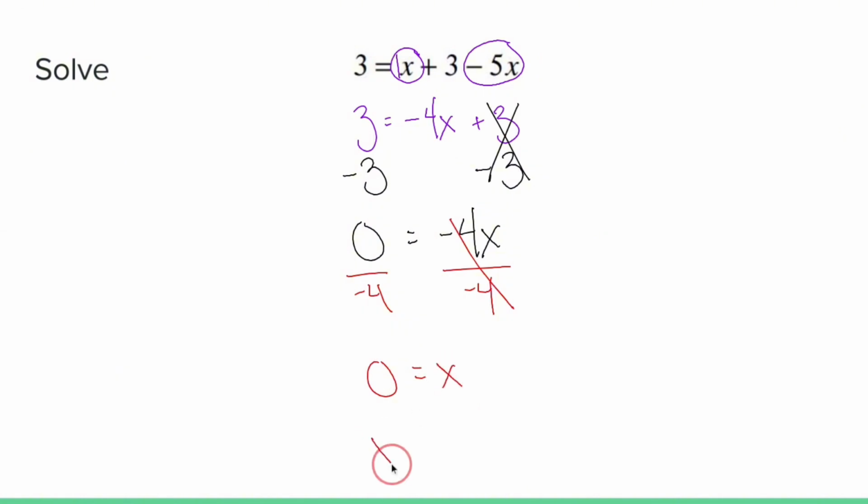So flip those around because I always like putting my variables on the left side, although it's not necessary, I just like to do it. And that's our answer. So x equals 0. 0 is a number. You're allowed to get that. So I hope this helps.